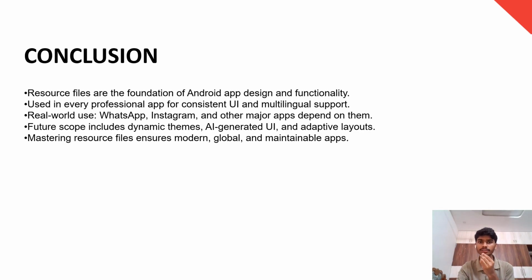To conclude, we have seen that resource files form the backbone of Android app development. They separate the app's design elements from its logic, which makes development cleaner, faster, and far easier to maintain. Throughout this presentation, we learned about different resource types, including drawable, layouts, values, menus, raw files, and mipmaps, and how each one contributes to the app's overall look, feel, and functionality.